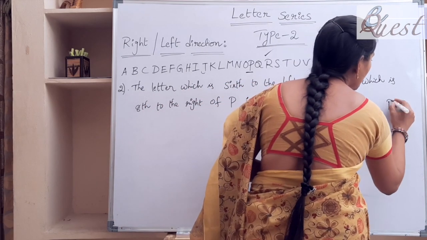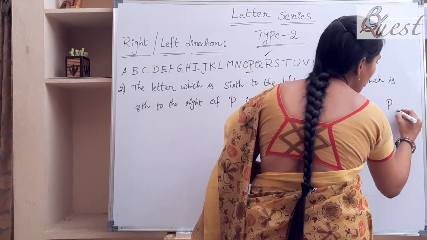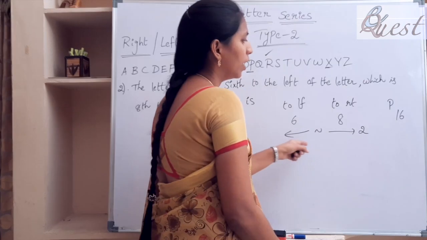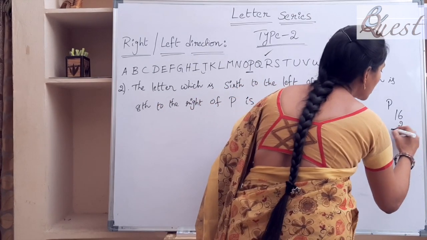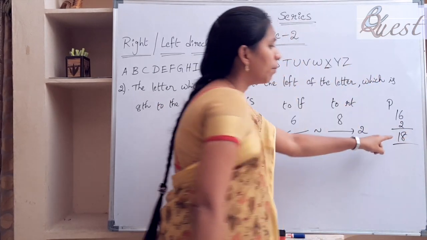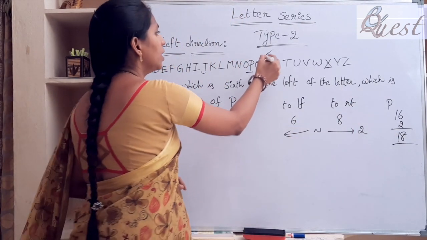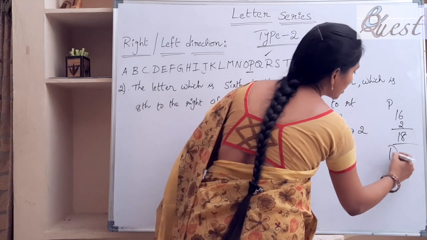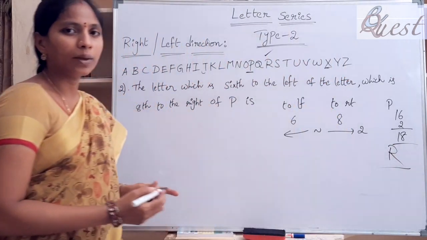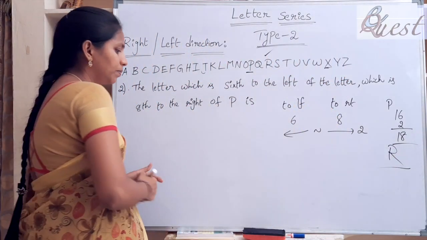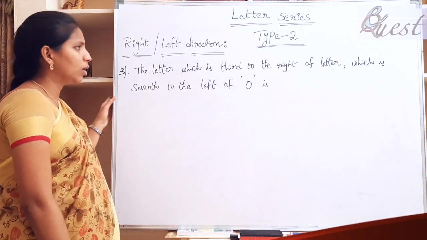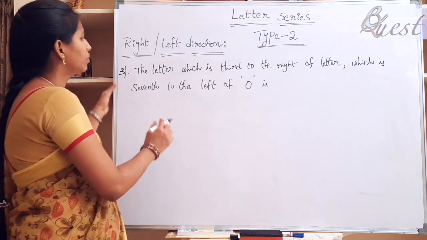But what is the letter in the question? P. What is the position of P? 16. Okay, add 2 to this 16. What is the number? 18. What is the 18th letter? That is R. So your answer is R. Okay. Next, third question. Now see the third question.